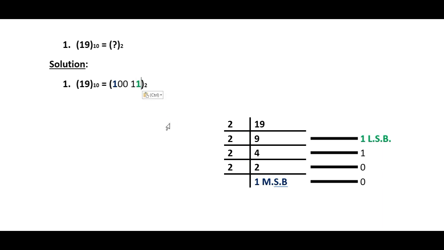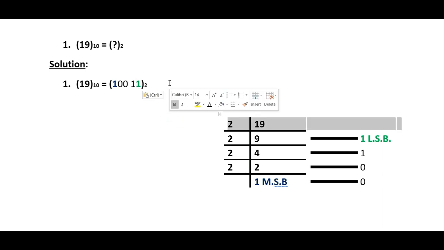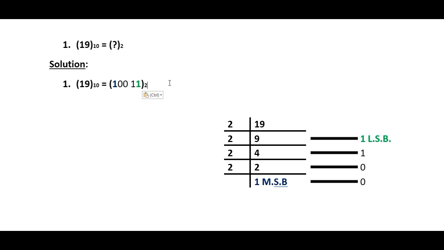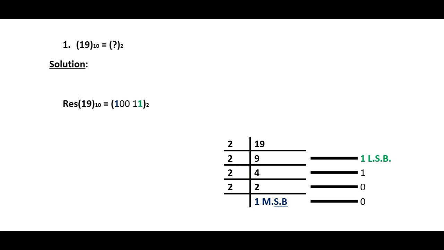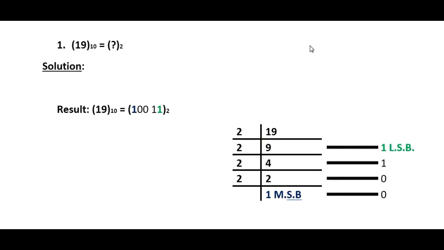The conversion of 19 base 10 is equal to 10011 base 2. This is the result. I write here the result. See, this is the end of the story.